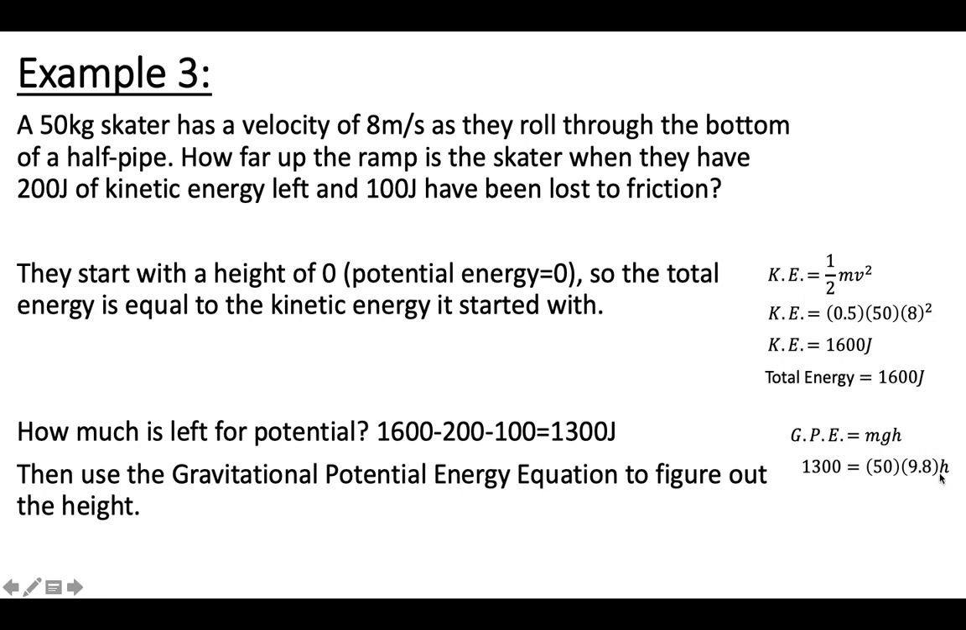Okay, so first thing I'm going to do is do 50 times 9.8. So now that's 490. Everything else stayed the same. H is still H. 1,300 is still 1,300. All I did was multiply these two numbers right here, and that's 490. Now to get H by itself, we're almost done. One step left. We just got to divide, and we've got H by itself. H is 1,300 divided by 490, and when you do that, you should get 2.65 meters.